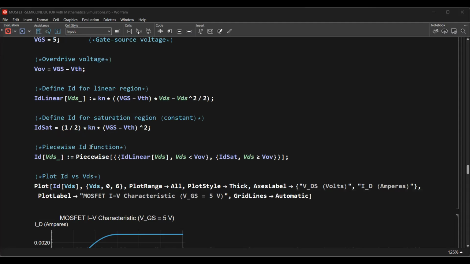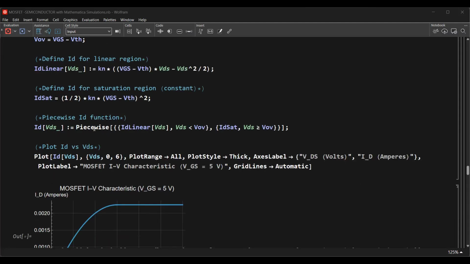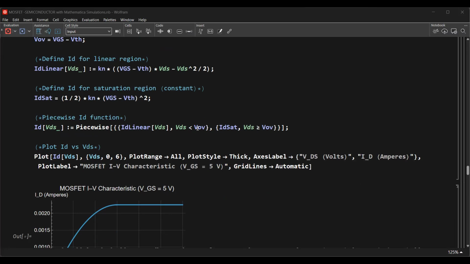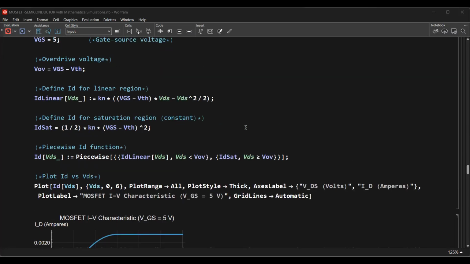So we have the piecewise function here. The piecewise function is ID linear of VDS when VDS is less than the overdrive voltage. We call this VOV, the overdrive voltage. Then we have the drain current in saturation, when VDS is greater than the overdrive voltage.